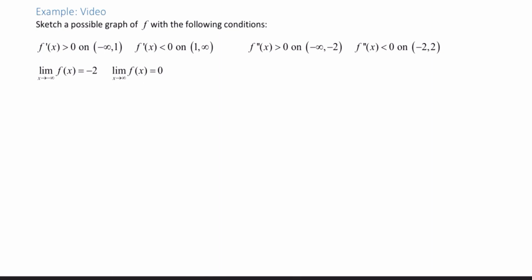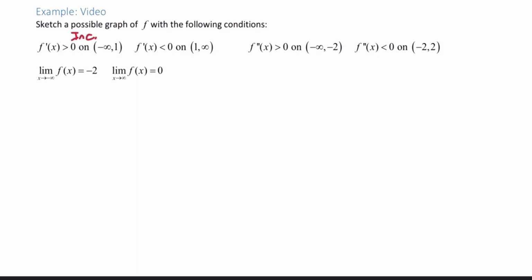Sketch a possible graph of f with the following conditions. f prime is greater than 0. Since the first derivative is positive, that tells us that f has to be increasing on that interval.